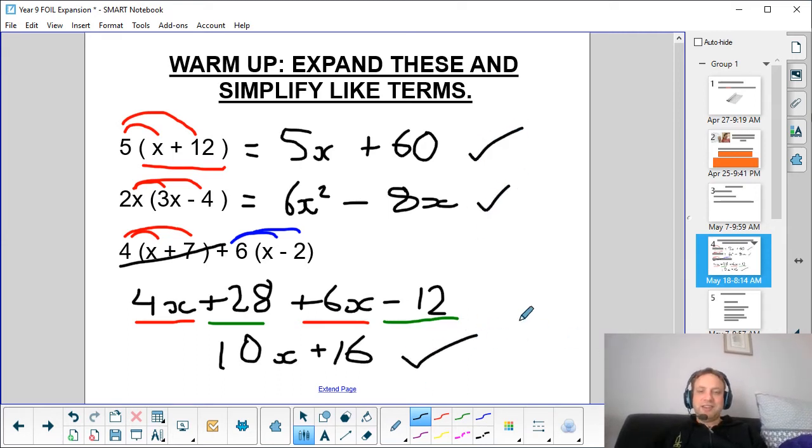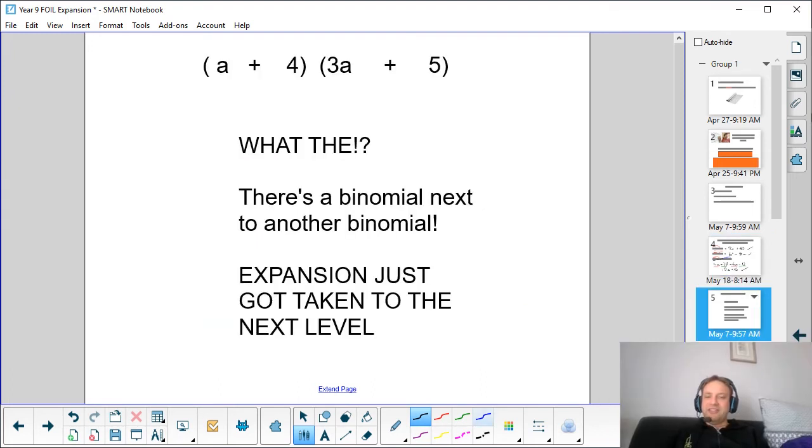Today is going to be using all these skills in combination, but it's just going to look a little bit different for you. All right, so this is how it looks today. It's going to be a little bit different because all of a sudden we've got one of these sets of brackets, which is called a binomial because there are two things inside it. Don't get caught up on that. But we've got one lot of brackets next to another lot of brackets. So one binomial is multiplying another binomial, right?